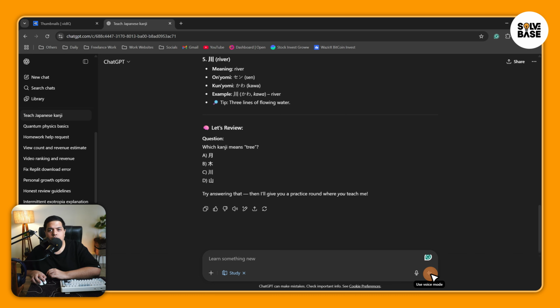Of course, you can also use the voice mode, which is going to be very helpful with this study feature. And yeah, that's it. That's how to use ChatGPT study feature.